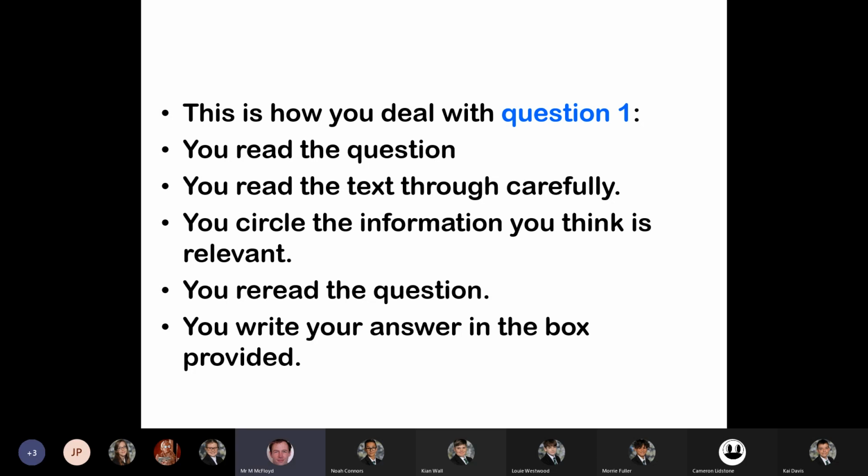You then reread the question, just checking you understand what you're being asked. And then finally, you write down your answer in the box provided. So the last thing you do is write your answer down. To do all of these steps, you have about 5 minutes to provide all 3 pieces of information.